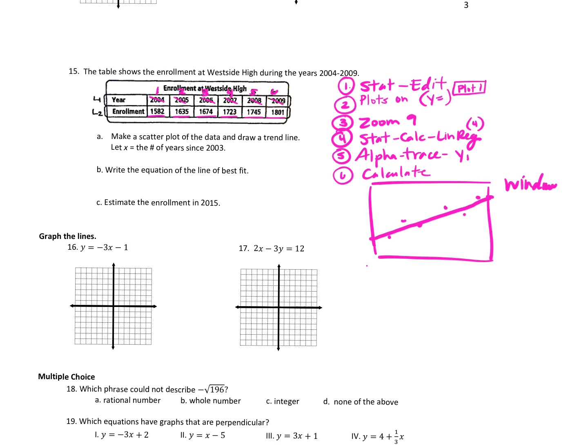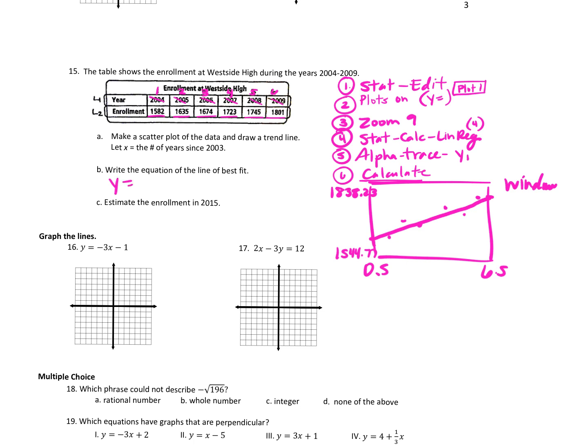And then your window is 0.5 to 6.5 and 1544.77 and 1838.23. So that kind of gives you your range. And then the equation of the line of best fit, when you do the calculate part, remember, it gives you all of your values, excuse me.